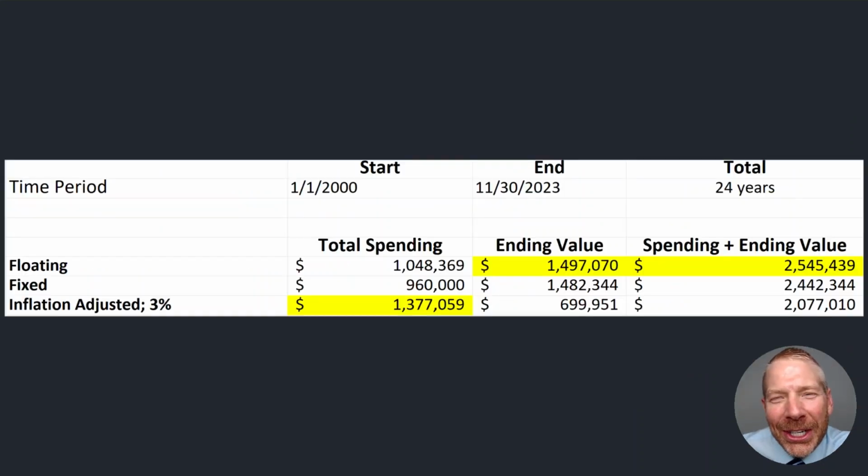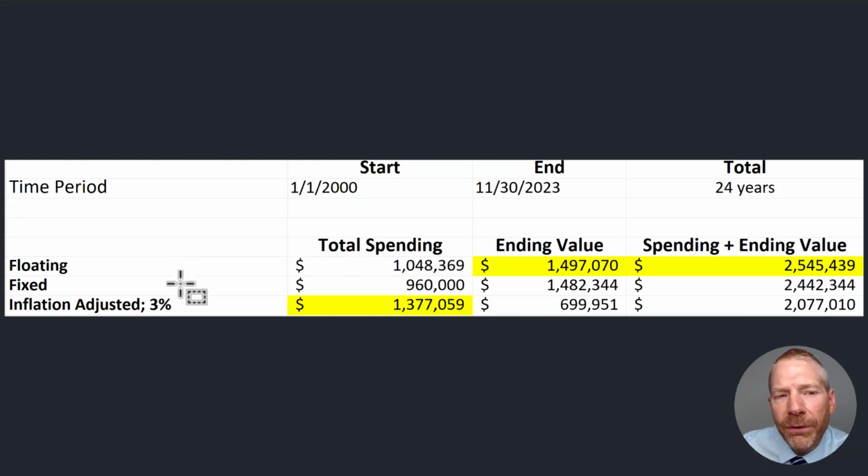Now let's take a look at a comparison table with the ending results for all three different distribution methods of the 4% rule for the 23+ year period. The inflation adjusted spending strategy gave us a lot more money to spend throughout the 23+ years, but we also ended up with a lot less money at the end of the time period.